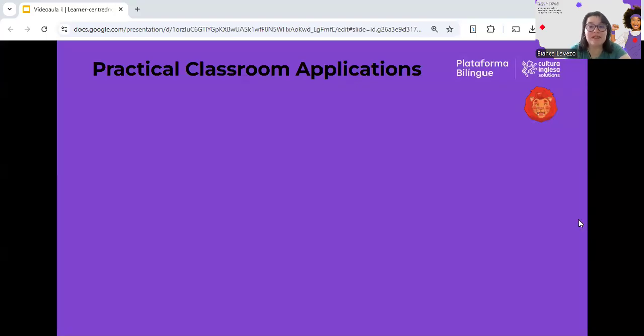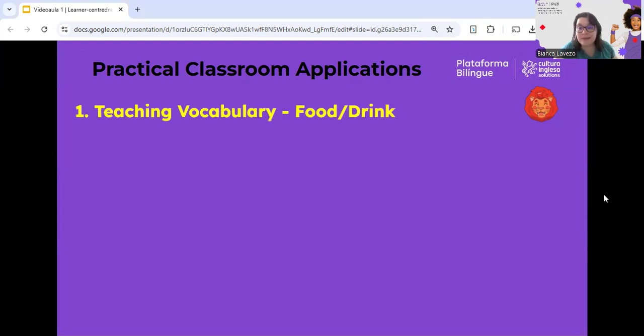Now that we have covered the key principles, let's see how they work in real teaching scenarios, okay? I'll guide you step by step through activities that shift from teacher-centered to student-centered learning, all right? Take a look at this first scenario. It's one that we've all been through, right? So we're teaching vocabulary and it's food, drinks, anything like that, all right?